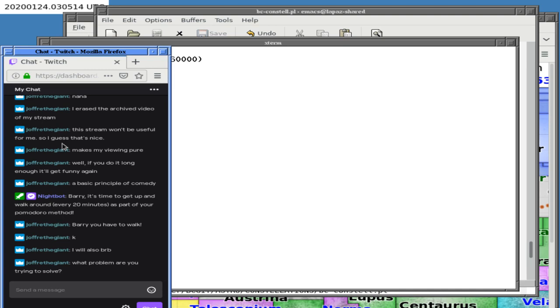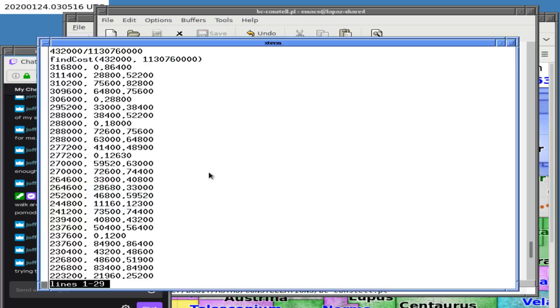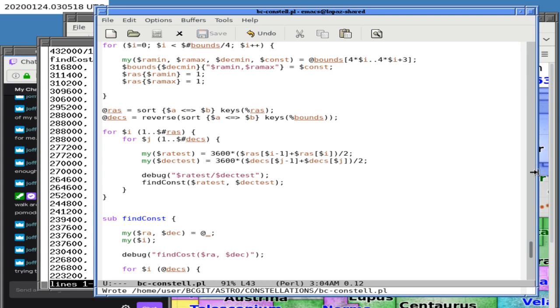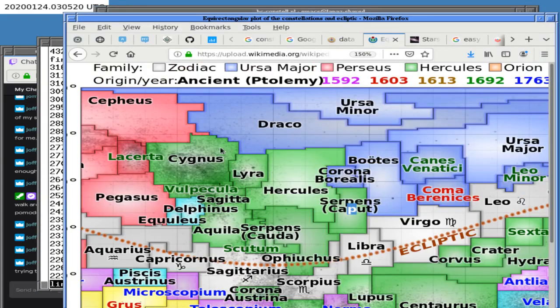What problem am I trying to solve? That's a good damn question. I don't really know, but I'll give it a shot, try to explain it. Okay, this is a map of the constellations in the sky. It's an equiangular map.